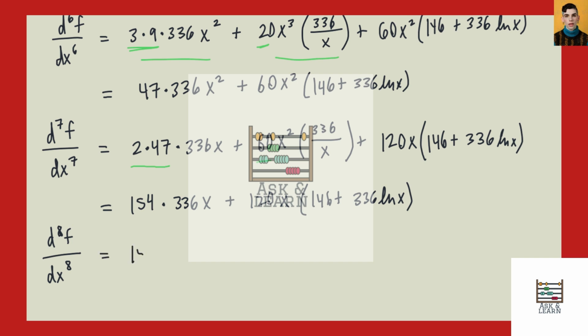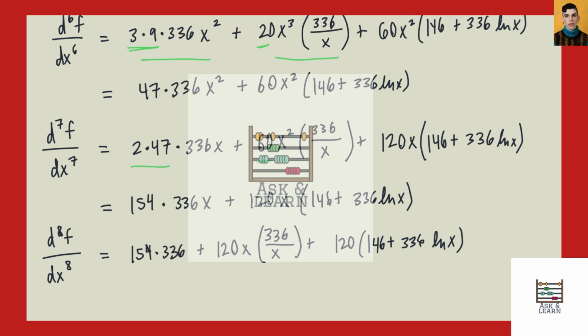This is equal to 154 times 336 plus 120x times 336 divided by x plus 120 times 146 plus 336 natural log of x. And I'm going to make some more space.